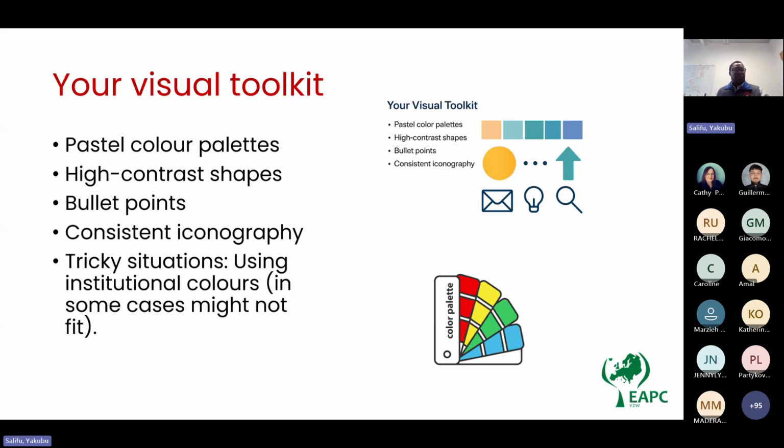So I just thought I needed to share with you, there are some visual toolkits that will help people. Some palettes are available, high contrast shapes, bullets, and as you can see on this slide. So the most important thing is you have to be very consistent in the use of icons so that it doesn't unnecessarily put a lot of distraction on the poster. And I've already talked about the use of institutional colors. It can be tricky, but know which color contrasts work.